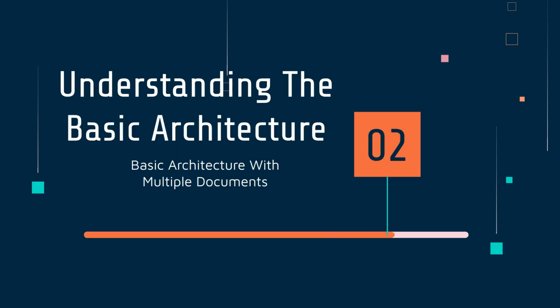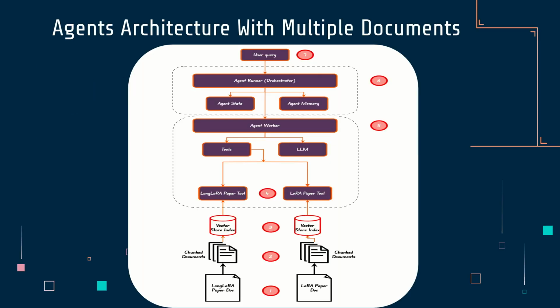So let's take a look at this architecture. Basically we have the user's question or the user's query. This query is passed to the agent runner, and we talked about the agent runner in the previous video, so you can check those out if you haven't already. The user query gets passed to the agent runner, which is a task orchestrator. In the agent runner we have the agent state and the agent memory. The agent runner schedules what needs to be done, and then passes that to the agent worker. The agent worker has access to tools and different LLMs.